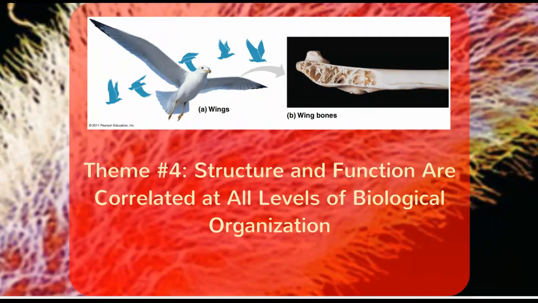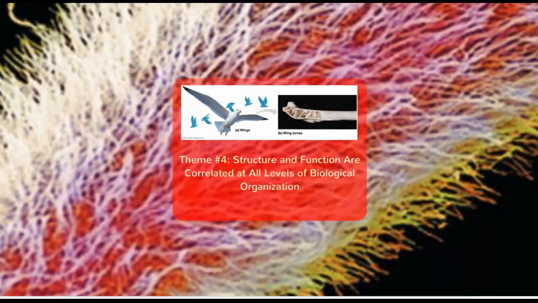Theme number 4 is that structure and function are correlated at all levels of biological organisms. While your book uses anatomy as a primary example of this theme, this term we will be observing it as it relates to molecular shape of macromolecules. We will learn that the function of proteins, carbohydrates, lipids, and nucleic acids are all dependent on the proper form of these molecules.